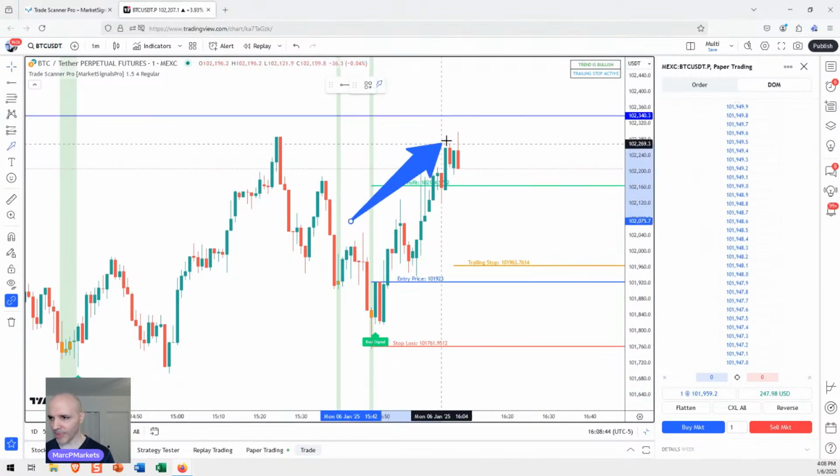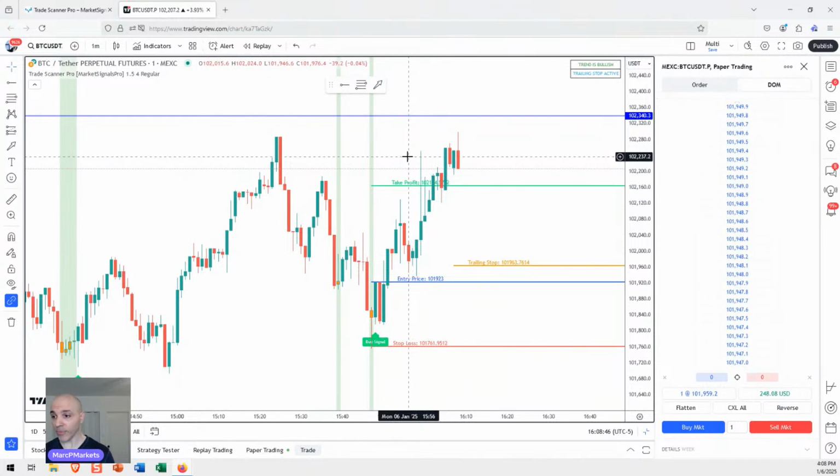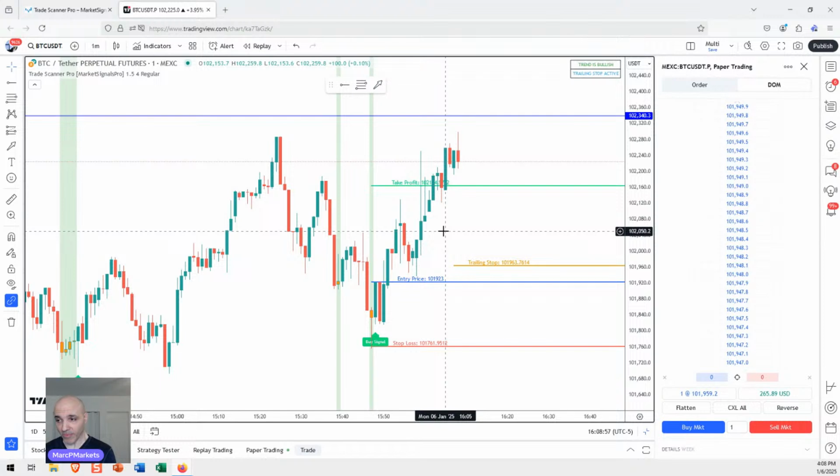Notice we're hesitating up at the resistance. Normally, without the Trade Scanner Pro, I may be prone to getting out here. Like, whoa, we're at a resistance, I'm going to get out. But with the Trade Scanner Pro, I have some structure here to let the market breathe, give it more of a chance.